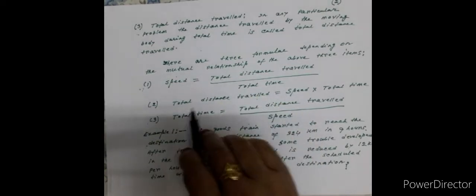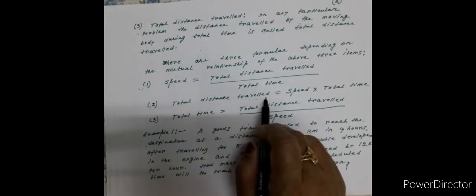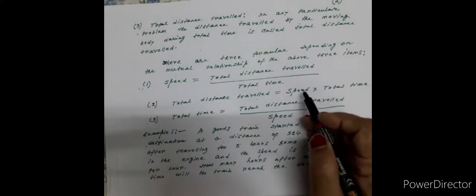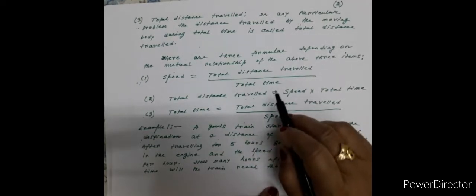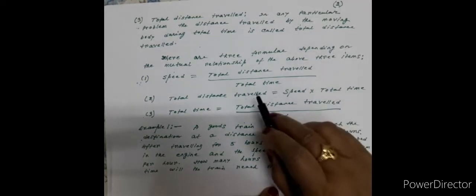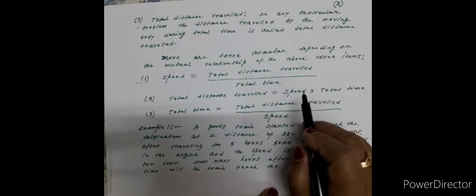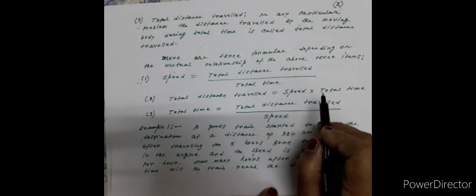Number two, total distance travelled. Suppose speed has been given to you and total time also has been given. So, you have to calculate total distance travelled. How do you calculate? Now, if you multiply speed by total time, then you can get total distance travelled.